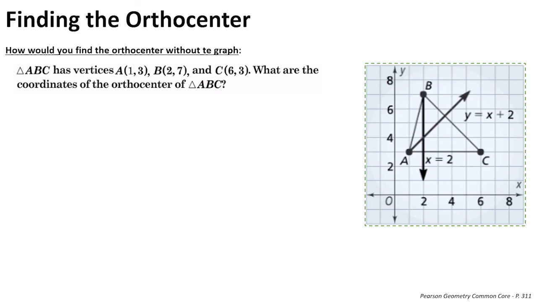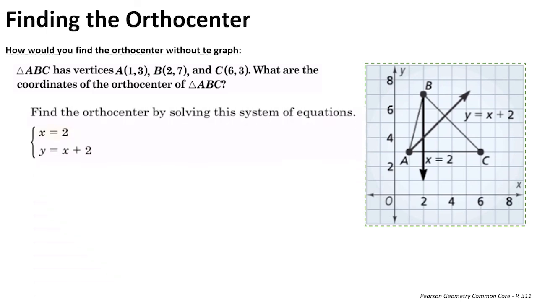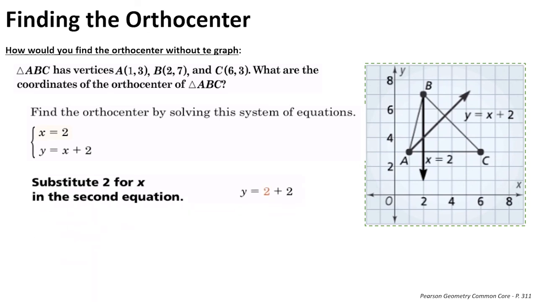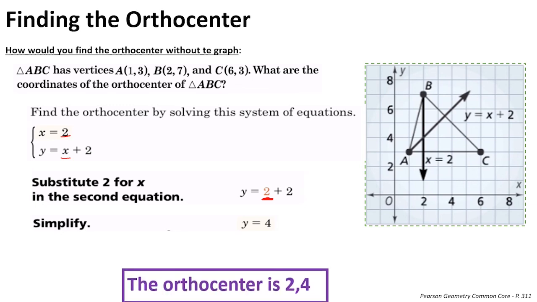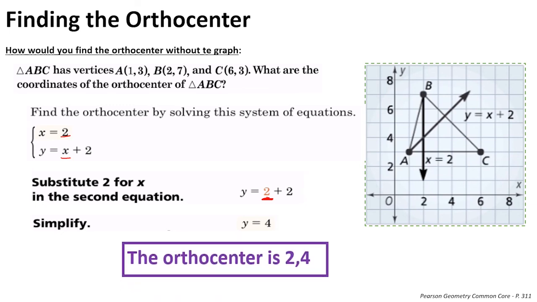So now, how would you find the orthocenter without a graph or a grid if you're given that information? After you found the equations, right, y equals x plus 2 and x equals 2, you could simply set up a system of equations: x equals 2, y equals x plus 2. You could use substitution to solve that system. So since x is 2, you could simply plug in 2 for x: 2 plus 2, so y would be 4. And again, we would see that our orthocenter is (2, 4) because our x is 2 and our y value is 4.